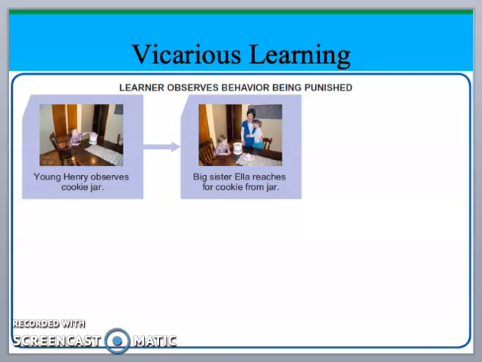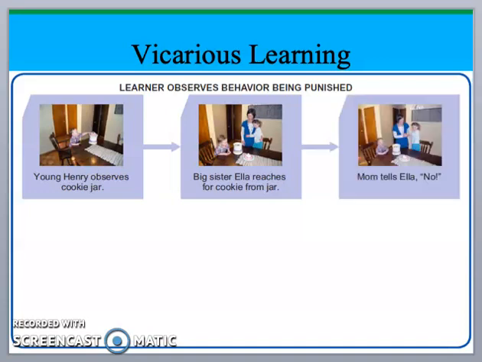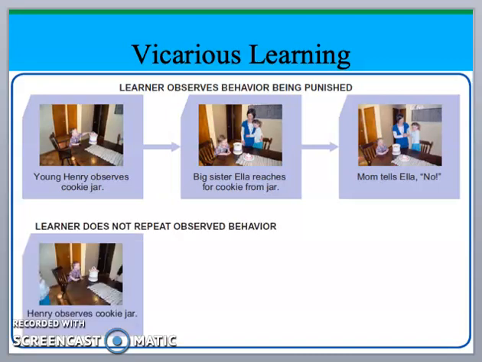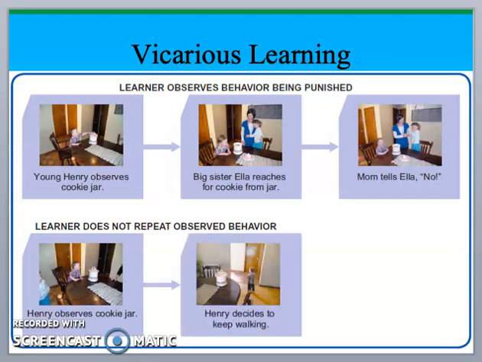What do you think the mother is going to say? No! The mother says no. She does not want her children eating cookies at this point. It's probably going to spoil her dinner. So what has Henry observed from Ella reaching into the cookie jar? Well, he doesn't repeat the behavior. Henry observes the cookie jar and he walks away, because what does he not want said to him? No!